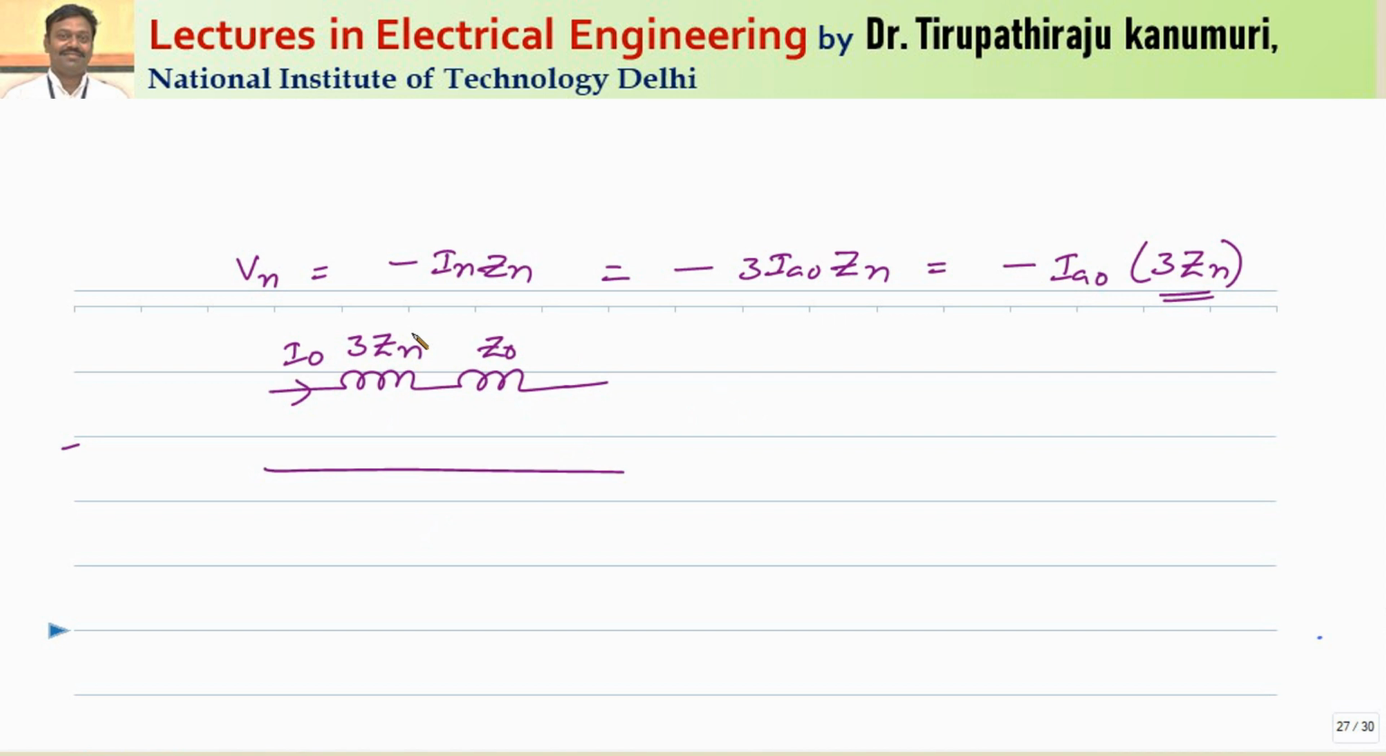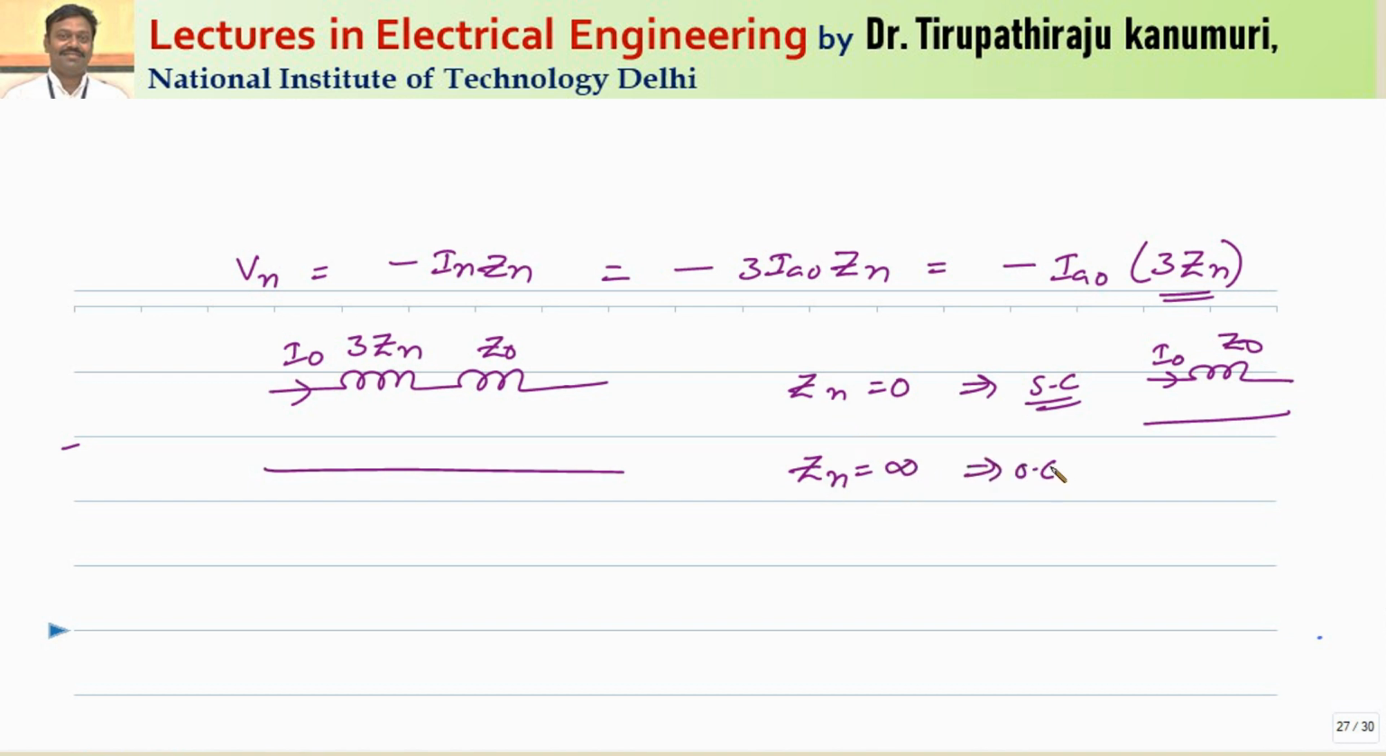Here now let us take the different cases. Zn can be 0. If Zn is equal to 0, it acts as a short circuit. That means this point will act as a short circuit. So the final diagram reduces like this. This will become only Z0, and I0 will be there. Now let us take the case where the neutral is not grounded. When the neutral is not grounded, Zn becomes equal to infinity.